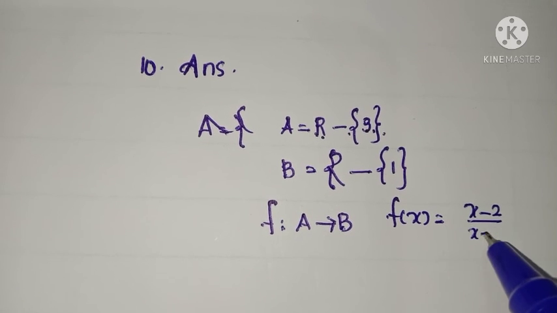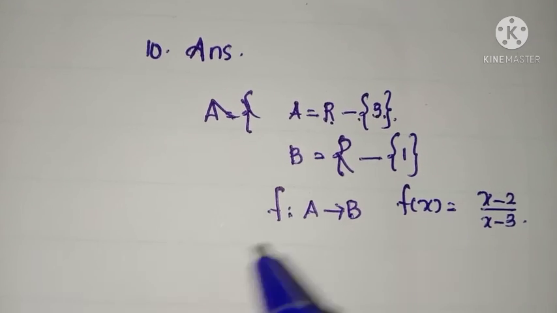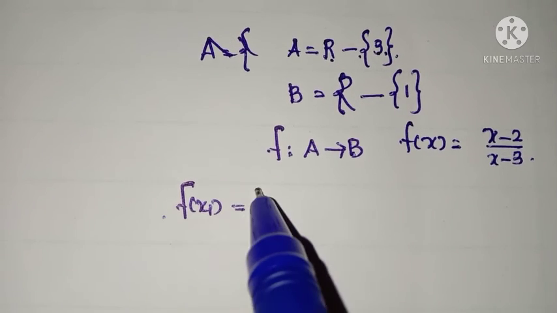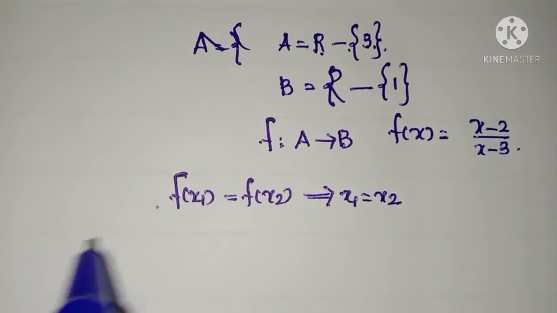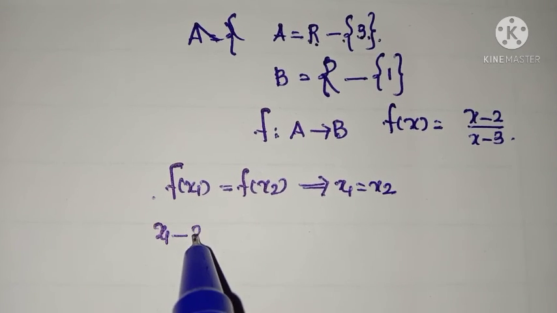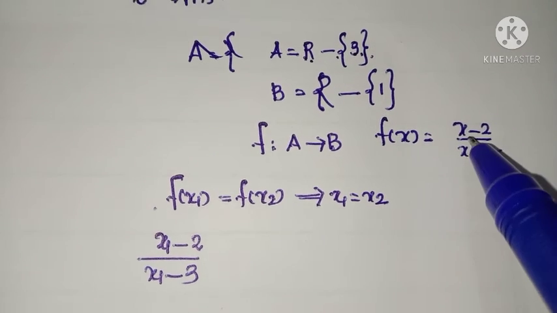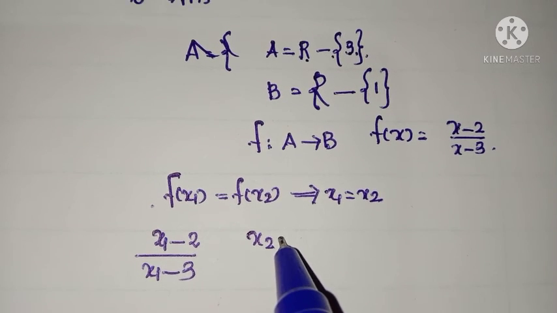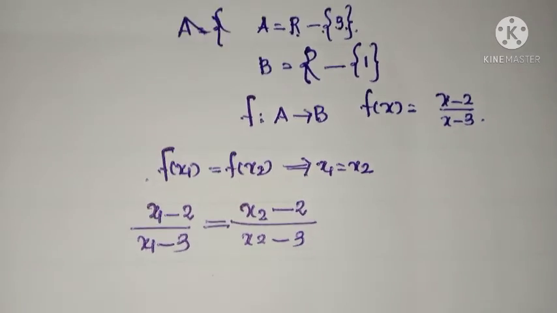x minus 2 by x minus 3. We want to verify if f is one-one and onto. For the one-one condition, f of x1 equal to f of x2 implies x1 equal to x2. So let's start. What is f of x1? That is x1 minus 2 by x1 minus 3. What is f of x2? Here just replace x by x2. So x2 minus 2 by x2 minus 3, and both are equal.